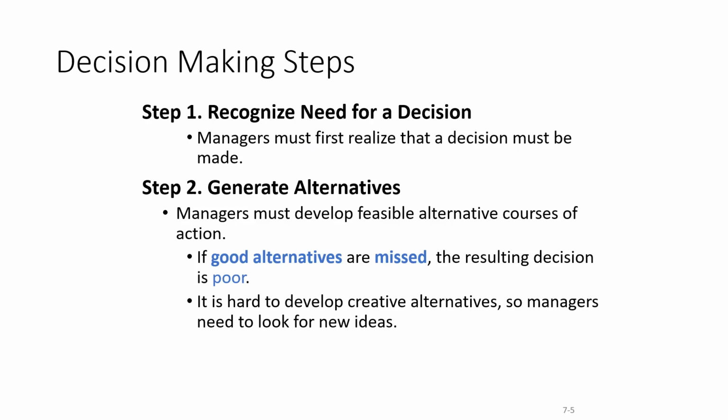First one, recognize the need for a decision. You must first realize that a decision should be made to resolve the issue. Generate the alternatives. If the alternatives are poor, then the decision will be poor. So you have to discuss, you have to search, you have to discuss. You should have domain knowledge. You should have expert people in your team, so that the best alternatives can be derived.